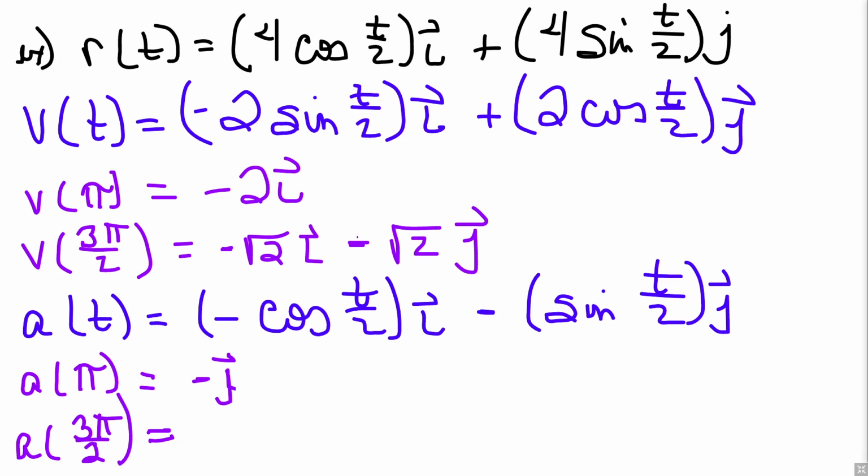Then we're going to plug in 3 pi over 2. 3 pi over 2 over 2 is 3 pi over 4. So the cosine of 3 pi over 4 is going to be negative square root of 2 over 2. And then negative in front. So we're going to have the square root of 2 over 2 in the i direction. And then we're going to have 3 pi over 4 again for the angle. The sine of 3 pi over 4 is the square root of 2 over 2. Then times negative 1. So minus square root of 2 over 2 in the j direction.